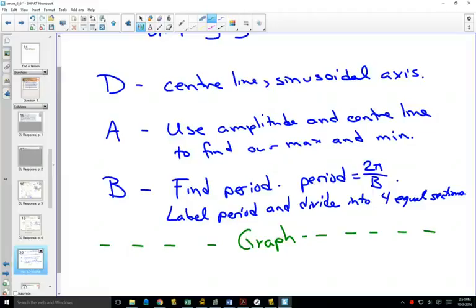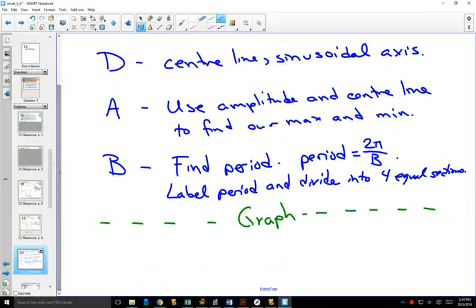At this point, even though we haven't done the C value yet, we're going to graph things. We're going to draw a temporary graph of what it looks like, and then we're going to look at our C value. So we'll graph it with probably a dotted line because it won't be our final graph, and then our C value is just a shift left or right, so then we're going to graph it again with the translation.